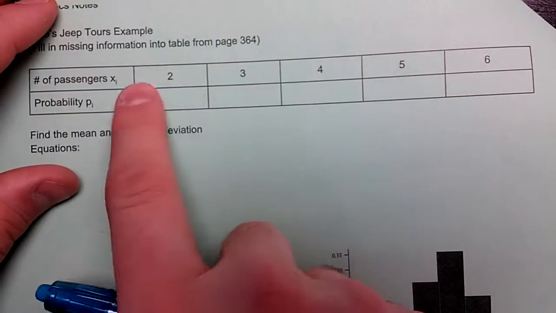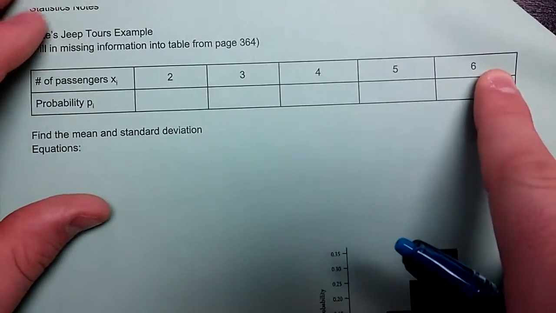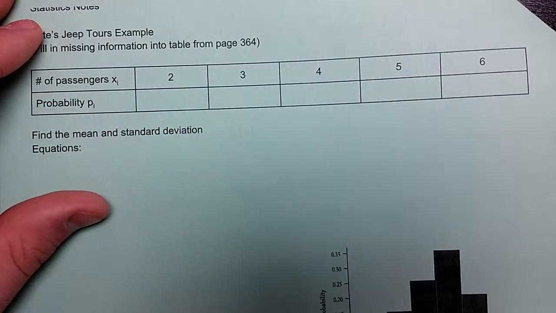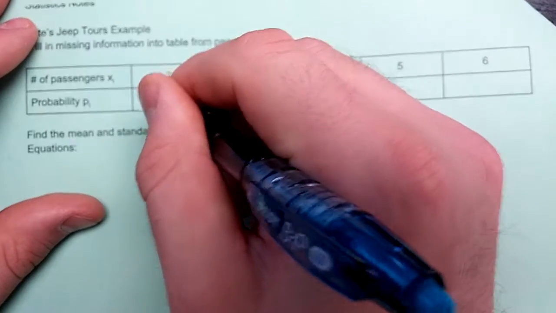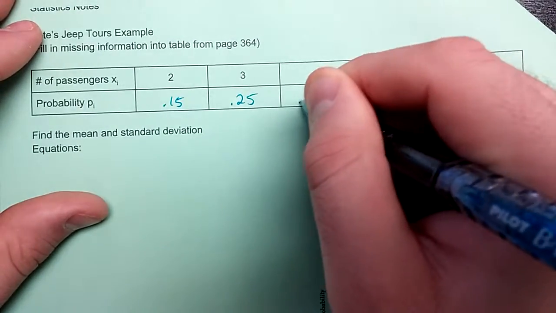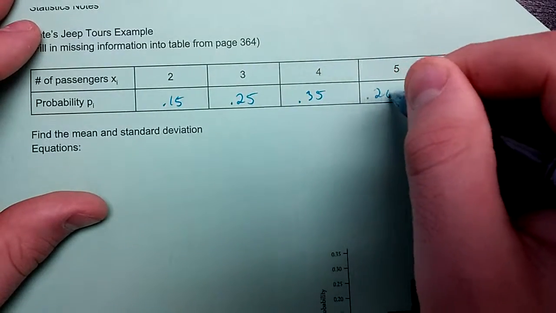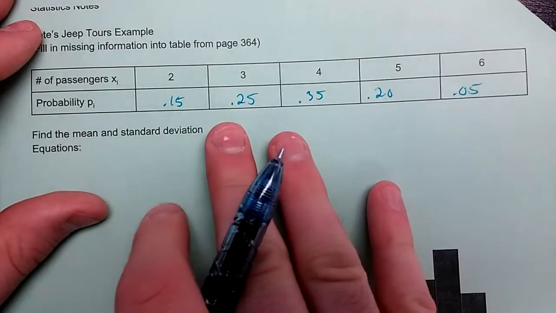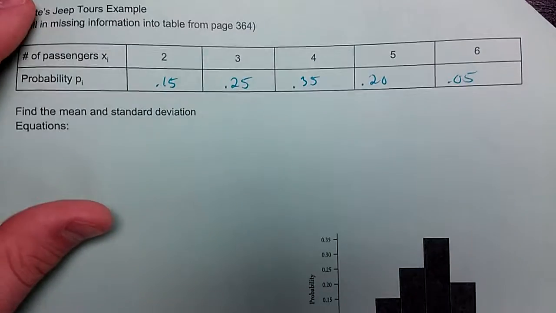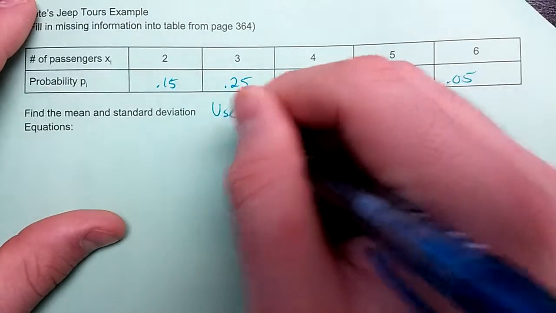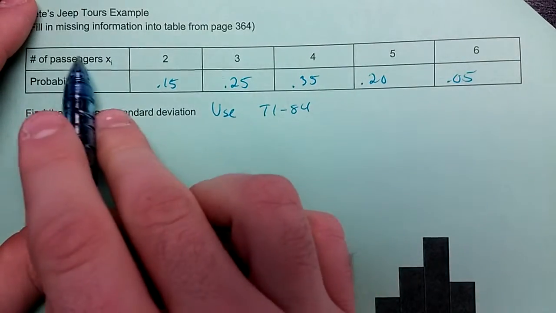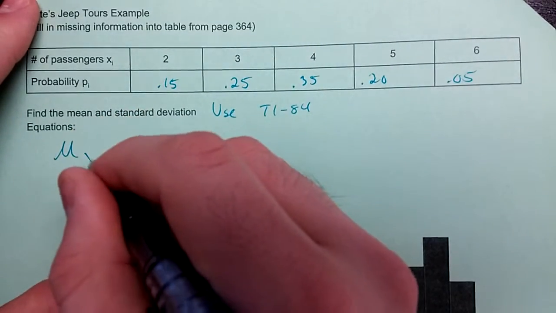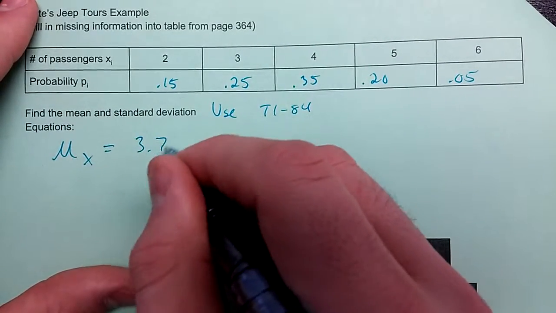So in the book, we have Pete's Jeep Tours example. This is the probability distribution. The number of passengers X is 2, 3, 4, 5, 6. Nothing less than 2, no more than 6. The probability for each from the book: 0.15, 0.25, 0.35, 0.20, 0.05. We always double check to make sure those add up to 1. They do. So this is a legitimate probability distribution. To find the mean and standard deviation, you can use your TI-84. The top X values go into L1. Your probabilities go into L2. And you get the mean of X is equal to 3.75 passengers.